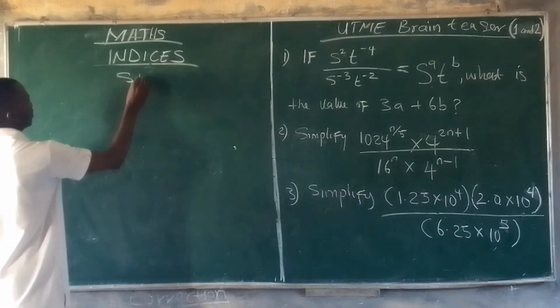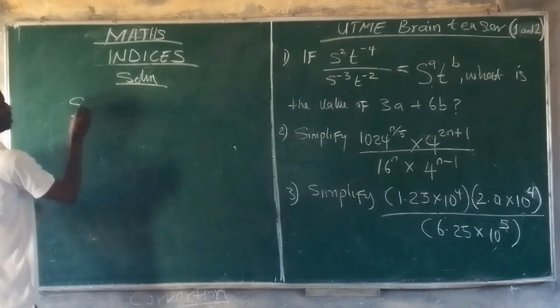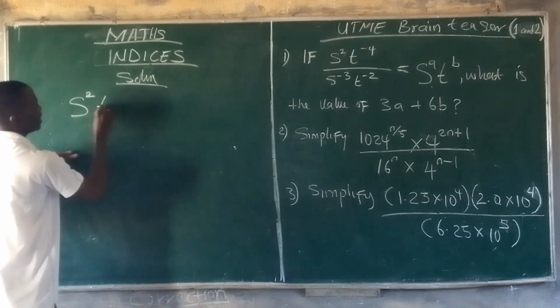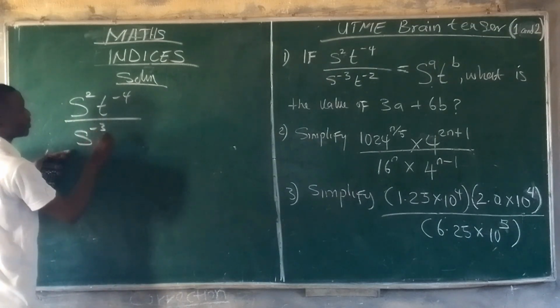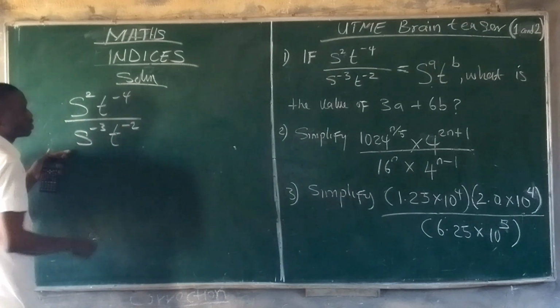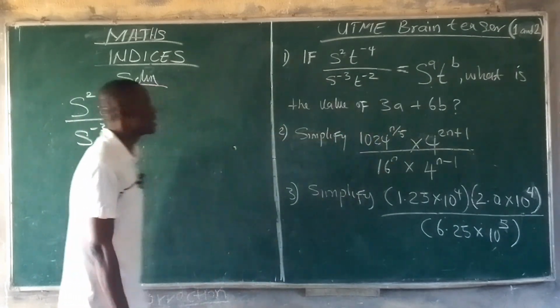We have the solution. Under the solution, we have x to the power of 2 and t to the power of minus 4, divided by x to the power of minus 3 and t to the power of minus 2. We are told to find the value of 3a plus 6b.